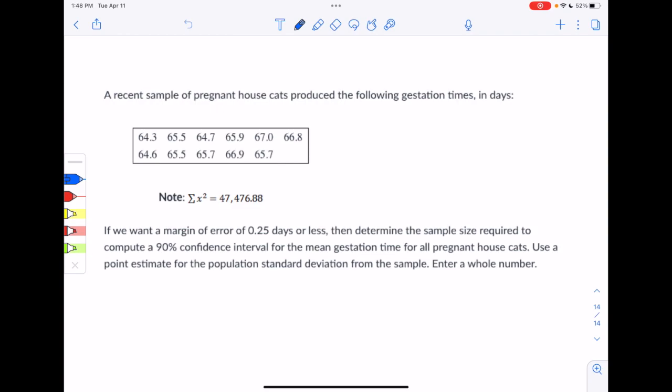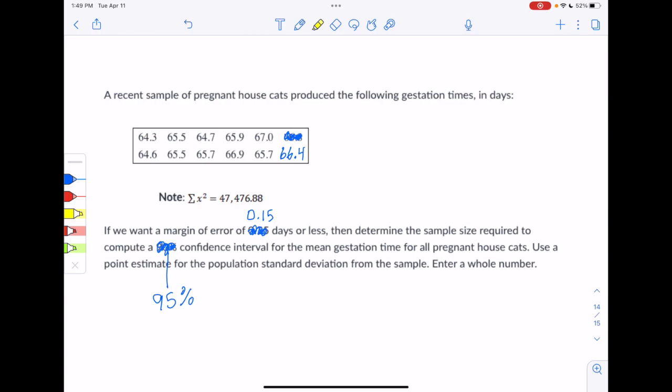All right, so first let's start off with changes so that we're giving help instead of answers. We're going to take this margin of error right here and change it from 0.25 to 0.15 days. Instead of doing a 90% confidence, we're going to do 95%. And then finally, we're going to change our data set a little bit too. Instead of this last value being 66.8, we're going to change it to 66.4. So that's going to change the answer, but not the process. So let's go ahead and start looking at that process together.